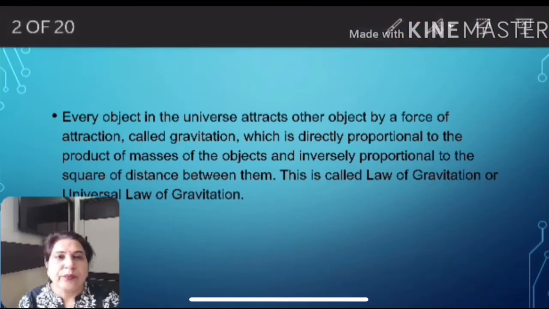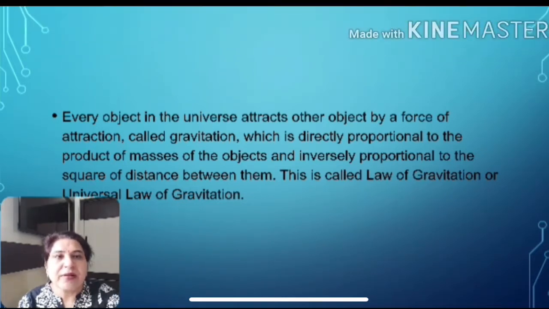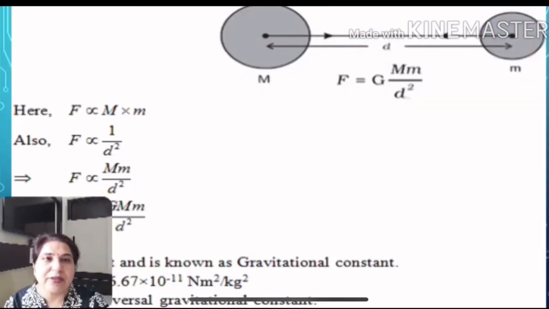Mathematically, we can write this law as F = GMm/d², where M is the mass of the first object, small m is the mass of the second object, and d is the distance between them. We already know that G is called the universal gravitation constant, and its value is 6.67 × 10^-11 N m²/kg².